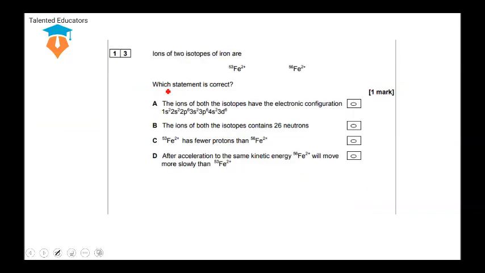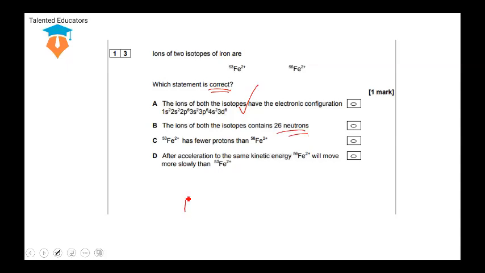Next question. Ions of two isotopes of iron are 53 and 56. Which statement is correct, not false? I still know so many students who make mistakes with that. So the ions of both the isotopes have the electronic configuration of that. That's just electronic configuration. That should be correct. That I will cover in another video. The ions of both isotopes contain 26 neutrons.